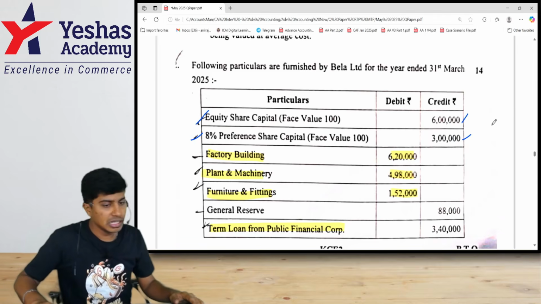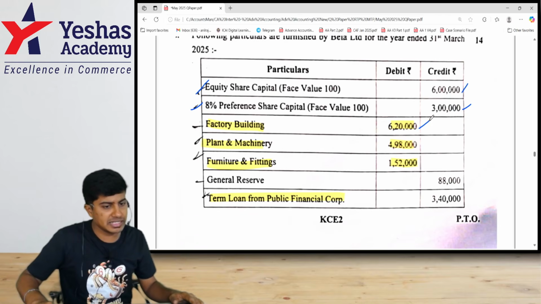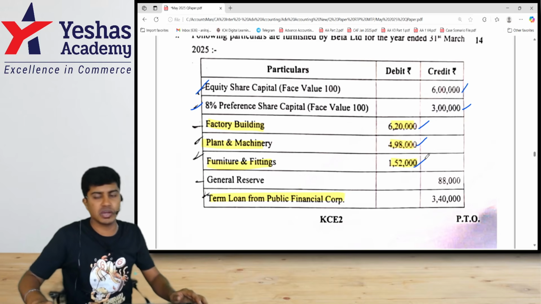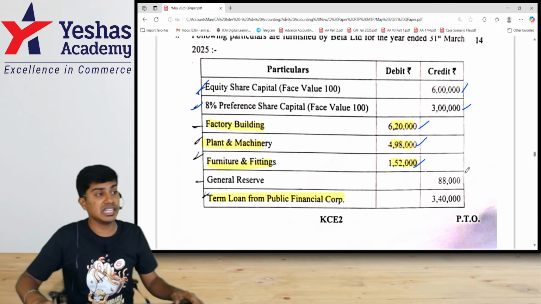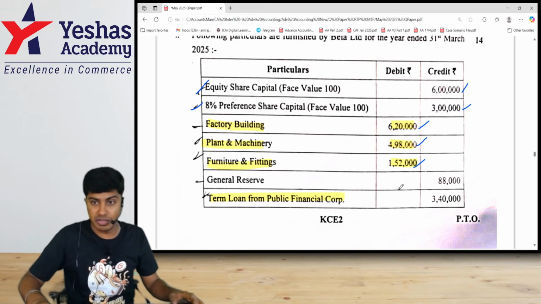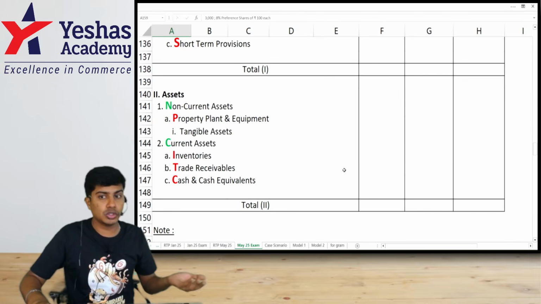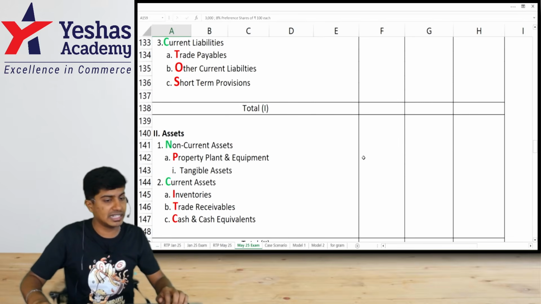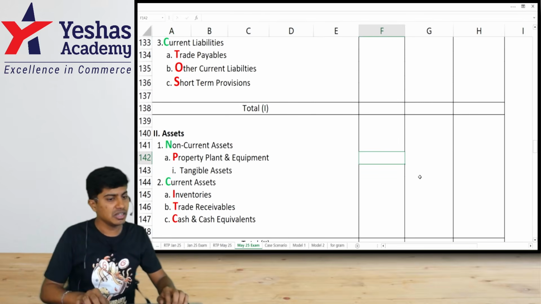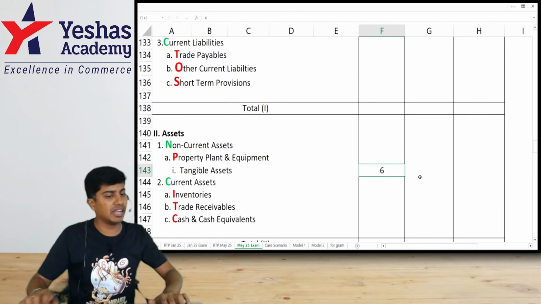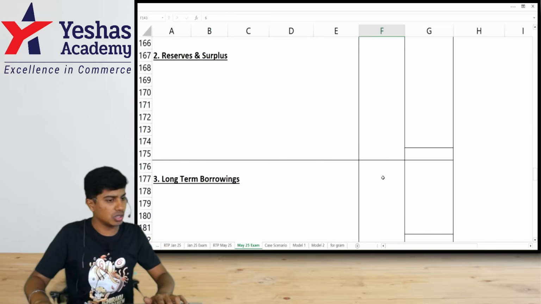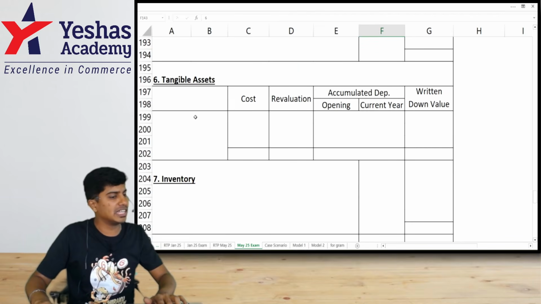What is happening after that? Then we have factory building 6 lakh 20, plant and machinery 4 lakh 98, furniture and fixtures 1 lakh 52. Remember, these three values are WDVs. I will open one separate notes to accounts for tangible assets. On the asset side, under non-current assets, under property, plant and equipment, I'll write tangible assets as one note.